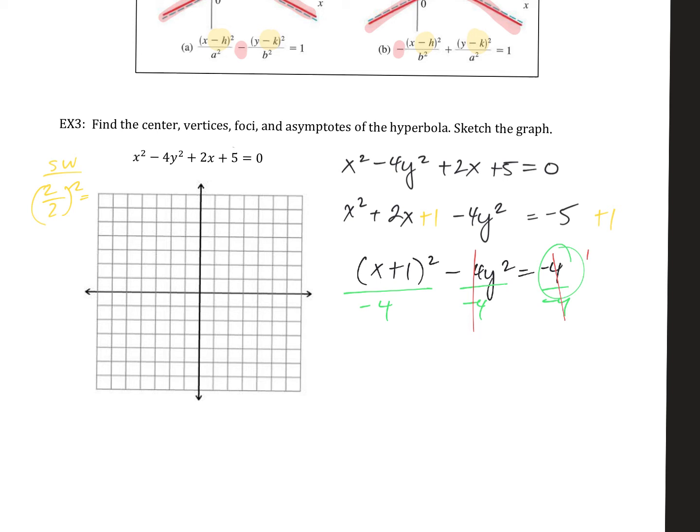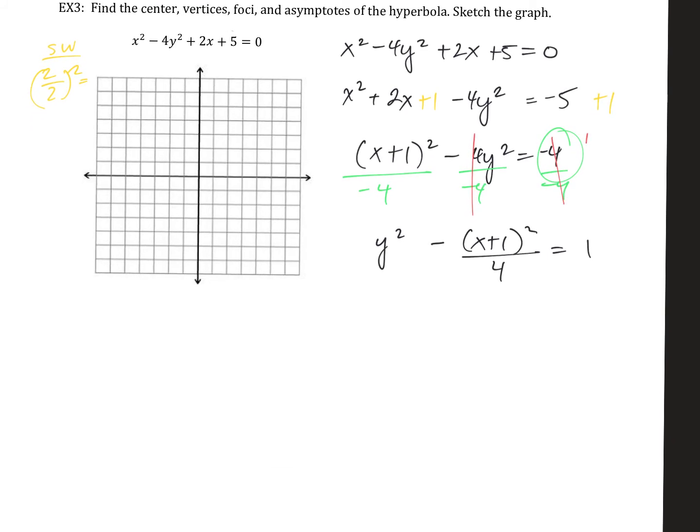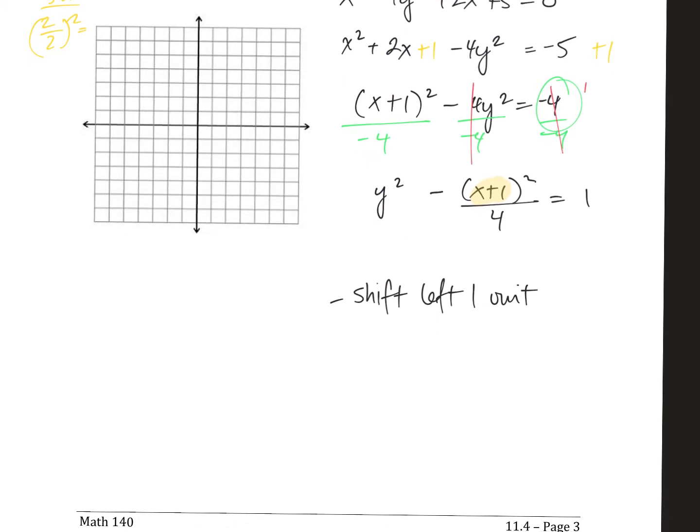And then we end up with a positive y squared minus x plus 1 squared divided by 4 equals positive 1. Okay, so now this is in the proper format, and we can determine what kind of shifts we have. The only shift we have is on the x values, so we're going to shift left 1 unit. Okay, so that's our shift. Now the next things we need to find are the center, the asymptotes, and the vertices, as well as the foci.